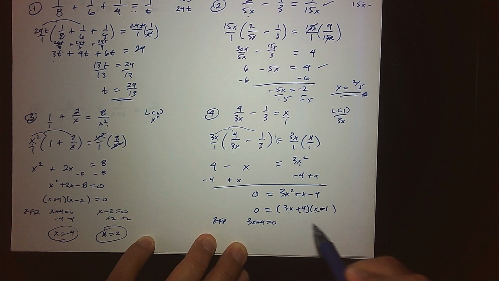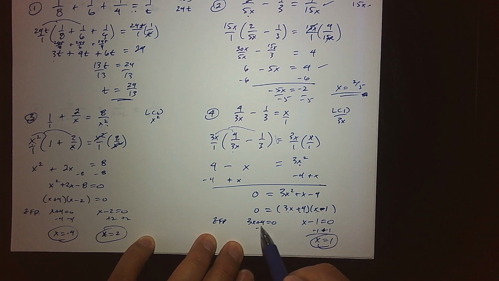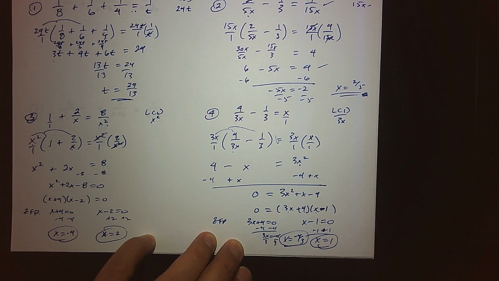Either the 3x plus 4 is 0, or the x minus 1 is 0. Somebody has to be 0. So over here we'll add 1, and we get x equals 1 is one of our solutions. Here we'll subtract 4 and divide by 3, and -4/3 is the other solution.